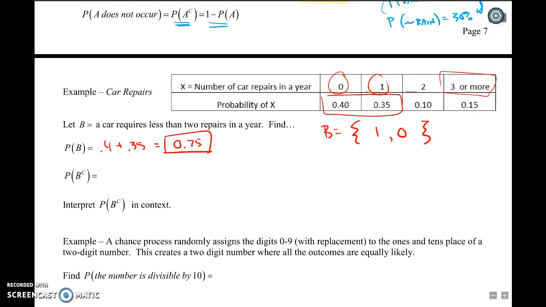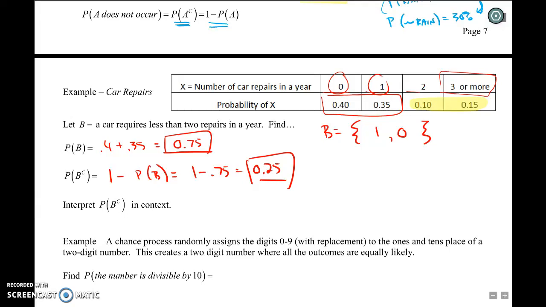What's the probability of B complement? Well, if I know the probability of B, this is going to simply be 1 minus the probability of B, because they're complements. 1 minus 0.75, which is 0.25, which I could have just gotten by adding the other two outcomes together, right?